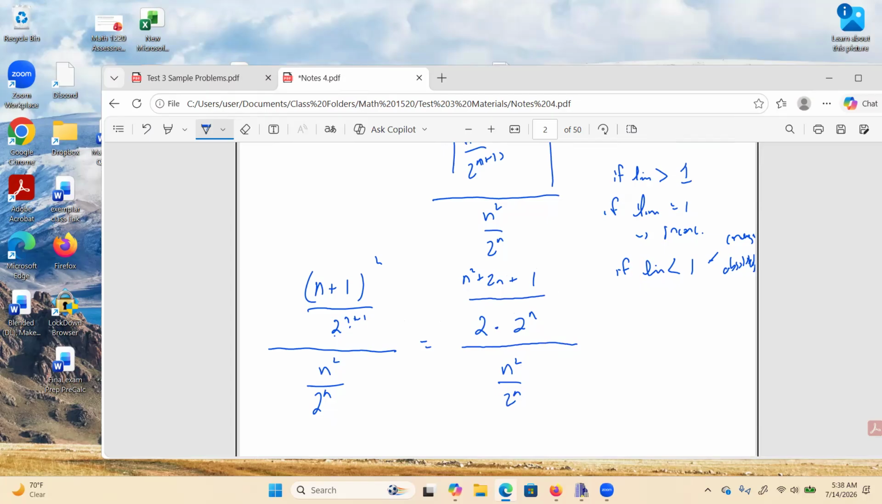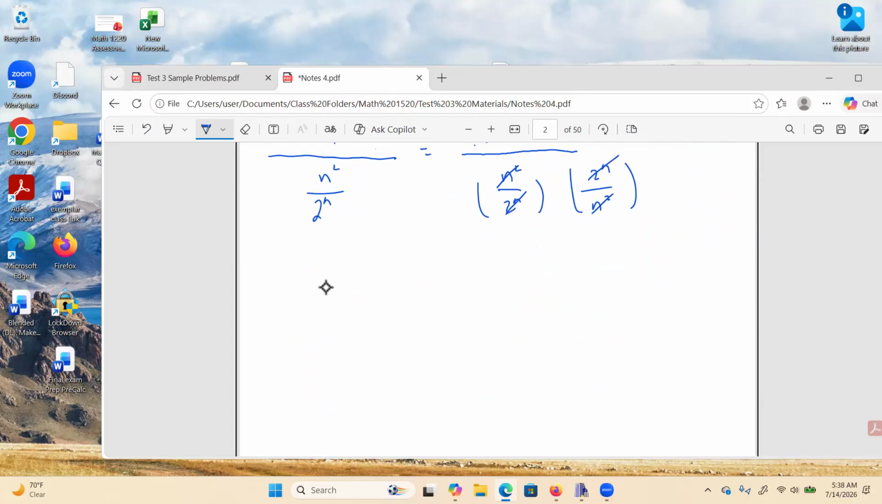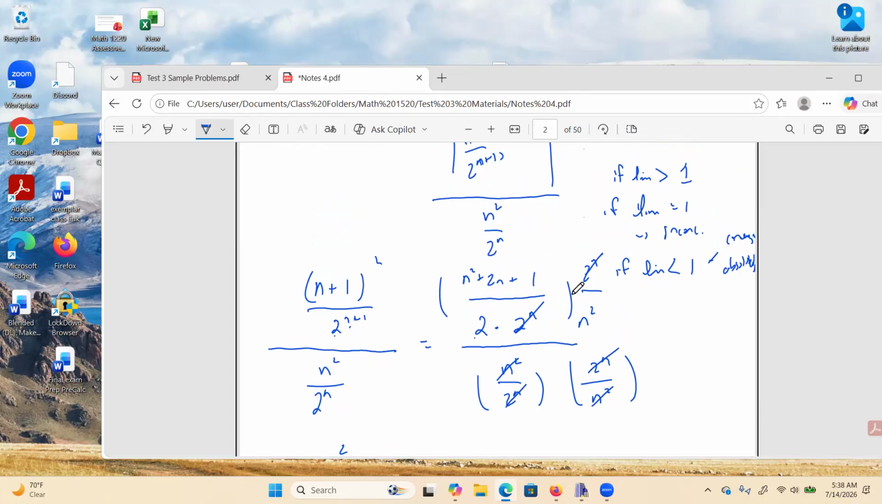Now what we're going to do here is invert and multiply. So we have 2 to the n over n squared. The whole point of inverting and multiplying is that this whole bottom section cancels out, and that's kind of what we want. And then with the top, the 2 to the n's cancel. We're still left with the 2 down here. So we have n squared plus 2n plus 1 divided by 2, and we're multiplying this by 1 over n squared. That's pretty much what we have for this piece right here.